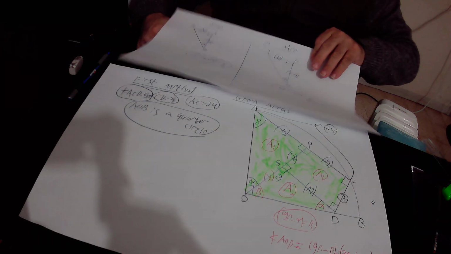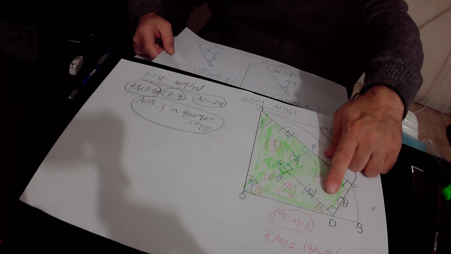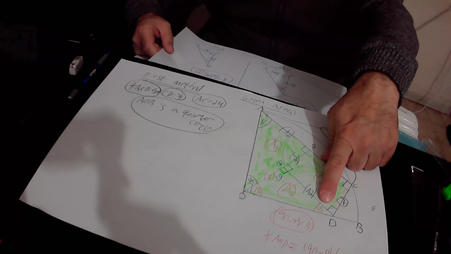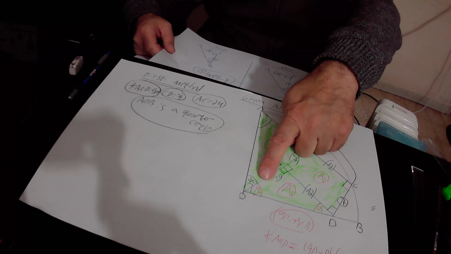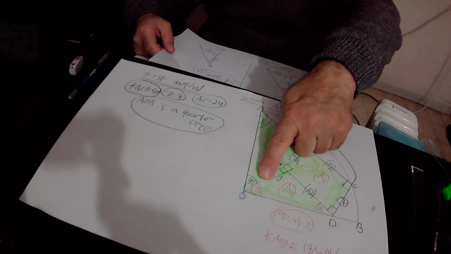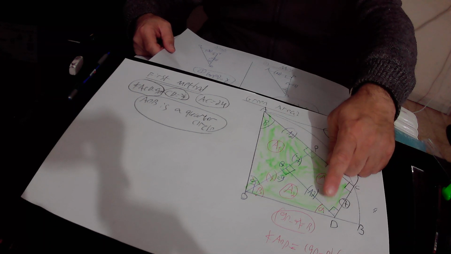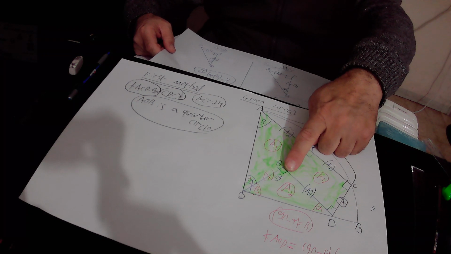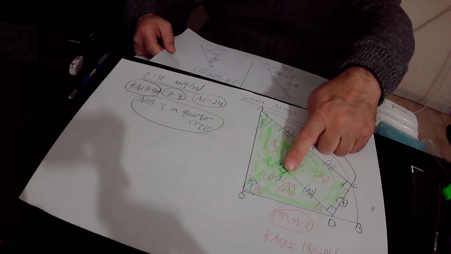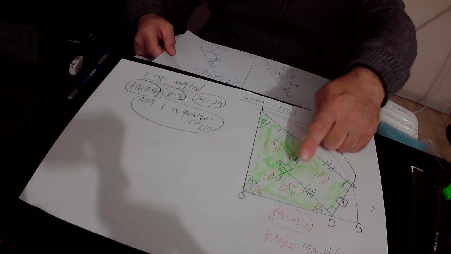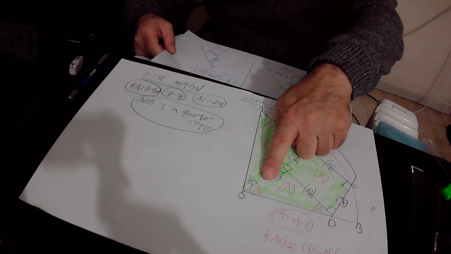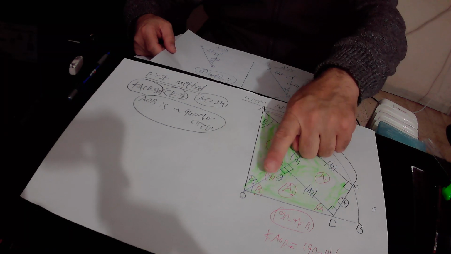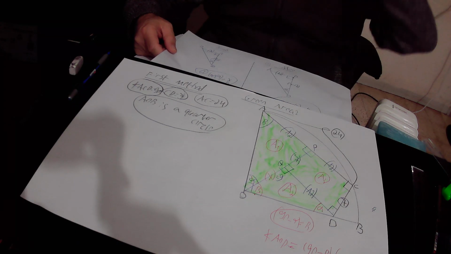Because we defined this angle as alpha, and this angle equals 90 degrees, the missing angle A must be equal to 90 degrees minus alpha. Why? Because 90 degrees minus alpha plus alpha is 90 degrees, and 90 degrees plus 90 degrees is 180 degrees, the sum of the angles in any triangle. So this angle equals 90 degrees minus alpha. But we defined 90 degrees minus alpha as beta, therefore this angle equals beta.